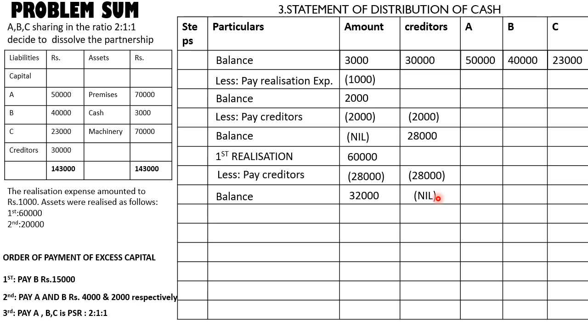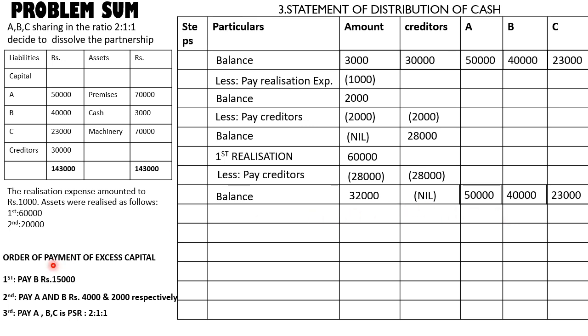But in what ratio? Here we cannot pay them in the profit sharing ratio, but we'll have to pay them as per the order of payment of excess capital. This is where this thing comes into picture. As per the order of payment of excess capital, we need to first pay B rupees 15,000. Do we have 15,000 with us? Yes, we have 32,000, so we can clearly and easily pay off Mr. B's 15,000. But before that, we'll just bring the balances of A, B and C down.